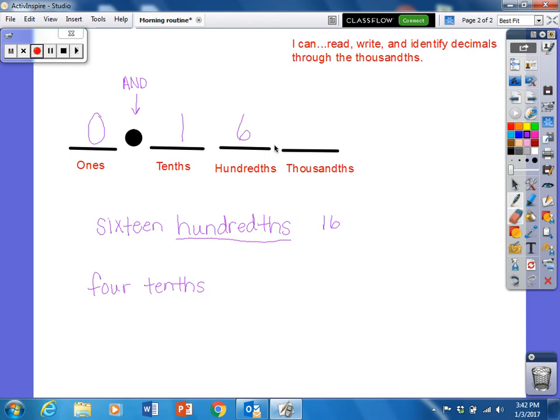So now I have 4 tenths. Again, I have 0 ones, nothing, no whole things, but I have 4 tenths. So 4 looks like this, so that must go in the tenths place. And I read this as 4 tenths.